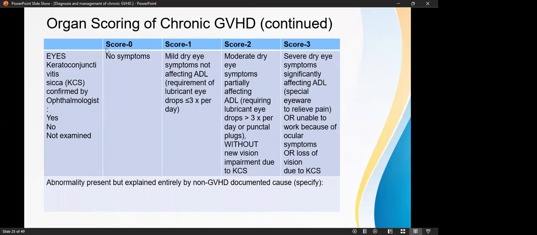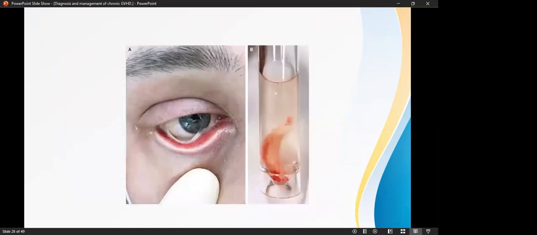While in the eyes, if we see that there is no symptom, that will be in the score 0, while mild dry eye symptom not affecting daily life, requiring lubricant eye drops less than 3 times a day, that will be in the score 1, while severe dry eye symptoms significantly affecting daily life, that will be in the score 3.